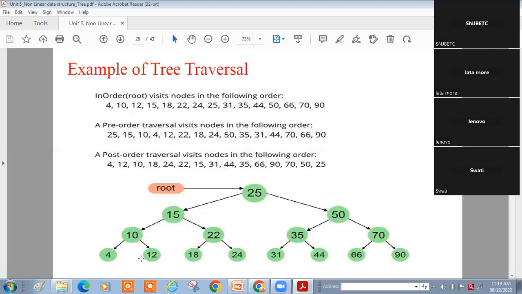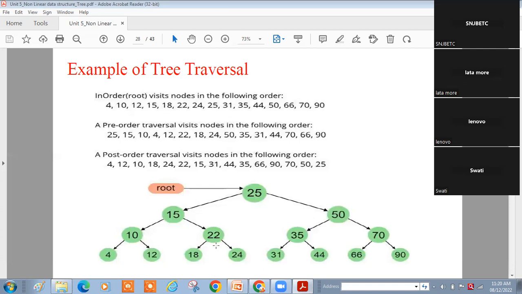Again move to right, that is 12. So in this way, I have done root, left, right. So you can see root, again root, left, right. See, this root is completed. So after this, what you have to do? You have to move this.